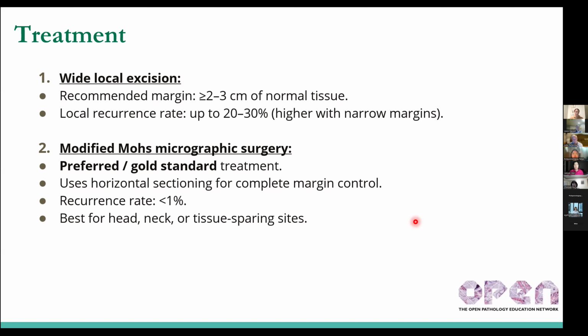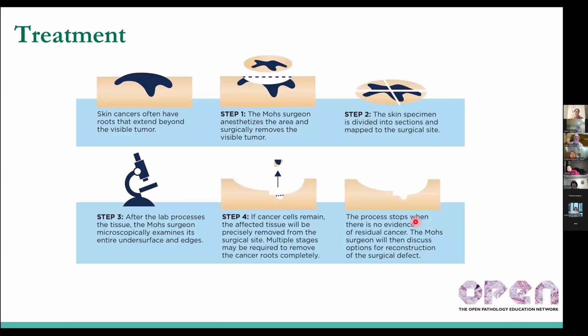It uses horizontal sectioning for complete margin control, and the recurrence rate is as little as less than 1%, and it is best for difficult sites such as head, neck, or tissue sparing sites. And we'll take a little look at Mohs micrographic surgery because I didn't know what it was before, but from this lesson, I've learned about it.